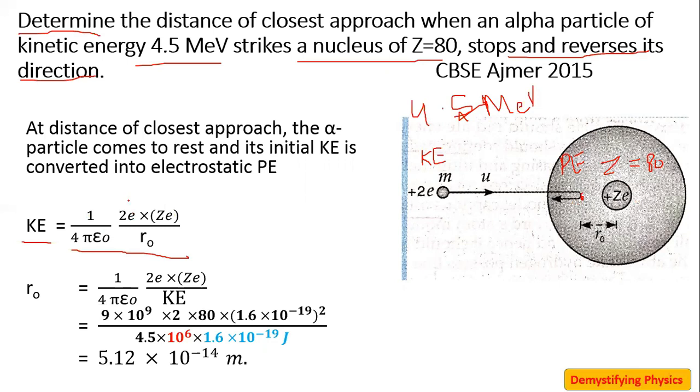So 1 by 4 pi epsilon naught Q1 Q2 by R. Q1 is 2e for the helium alpha particle and Q2 is Ze for the nucleus, upon R naught. Put all the values and you can find R naught from here. Don't forget to convert 4.5 mega electron volt into joules. 4.5 into 10 raised to power 6 to convert into electron volt and then multiply with this value to convert into joules.